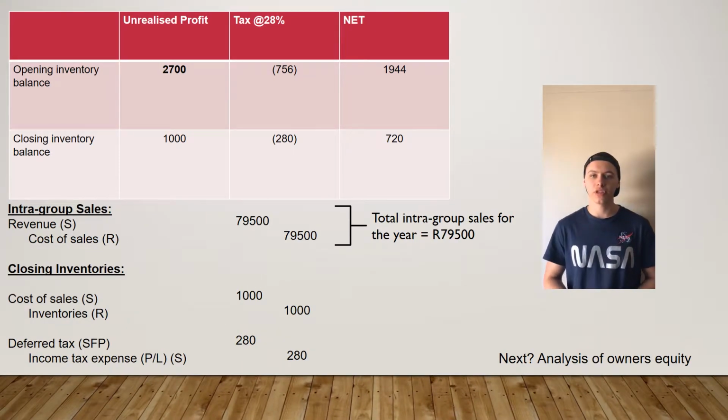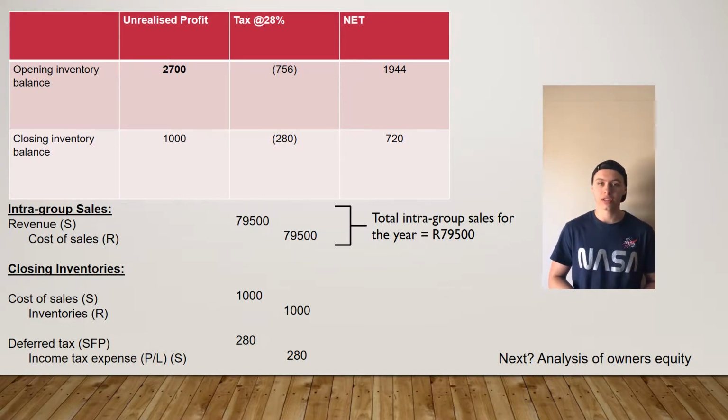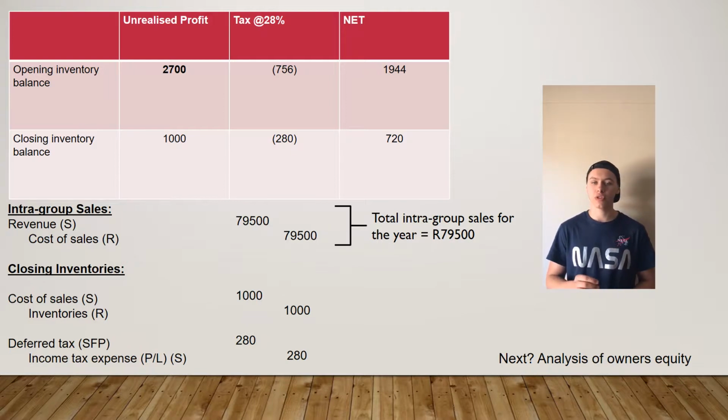So the next step is to eliminate the intragroup sale of inventories for the current year. This is done by debiting the revenue of the selling company and crediting the cost of sales of the receiving company by the full amount of 79,500 rand. We then move on to closing inventories, where we use the full unrealized profit amount, or NRV, to debit cost of sales of the selling company and credit inventories of the receiving company. This is in order to recognize the unrealized profit in closing inventories. Then finally, for the tax effect, we debit deferred tax and credit income tax expense by the tax amount for closing inventories. This is in order to capture the tax effect of unrealized profit in closing inventories.